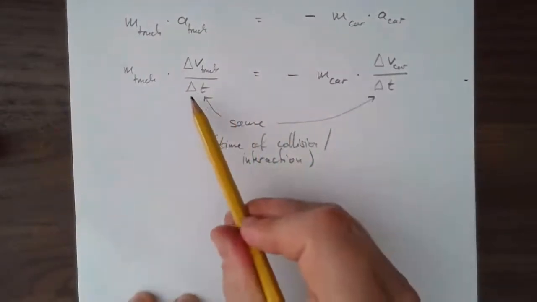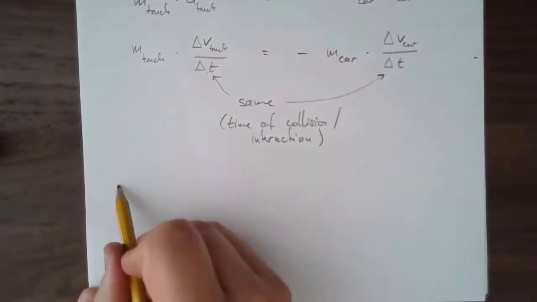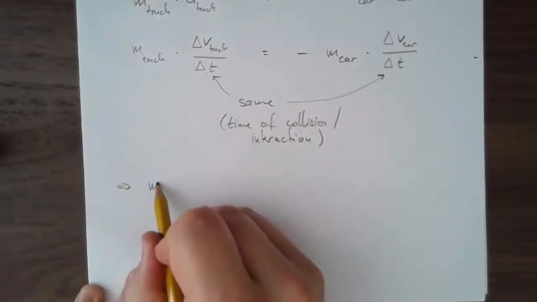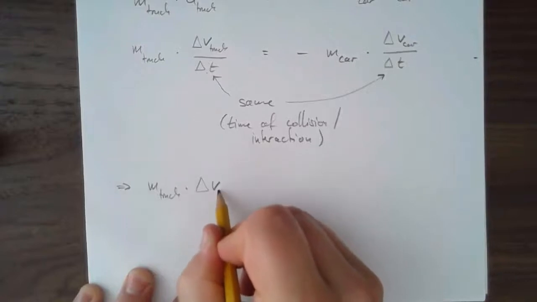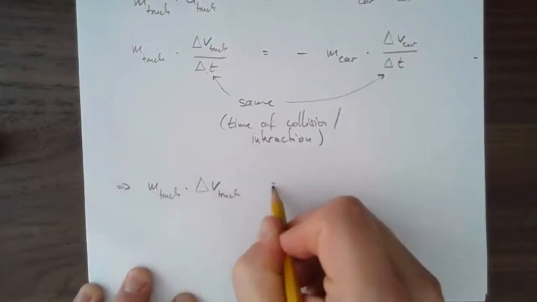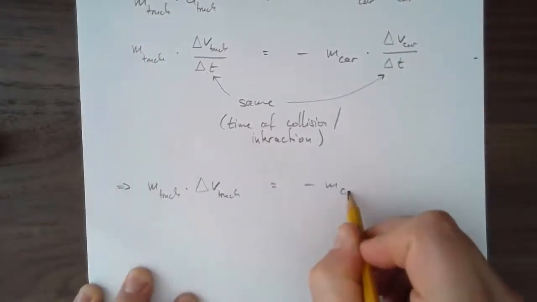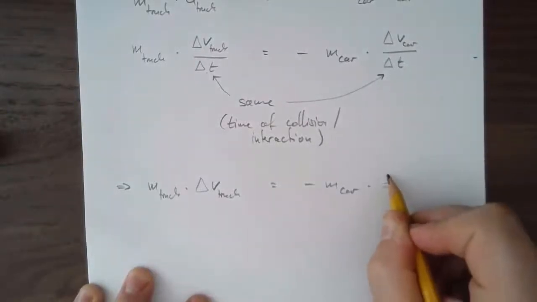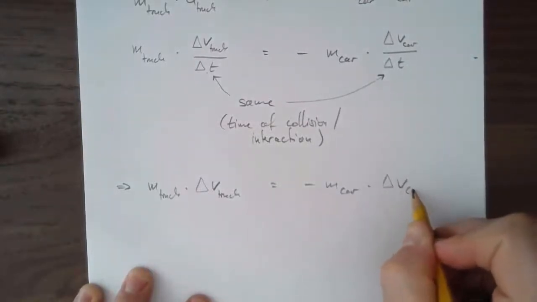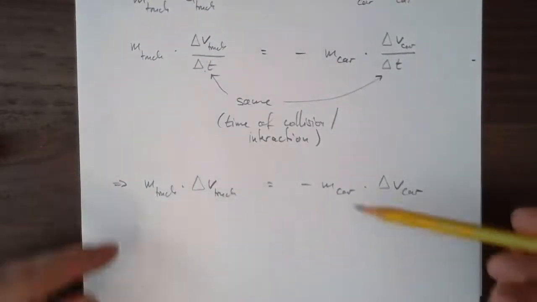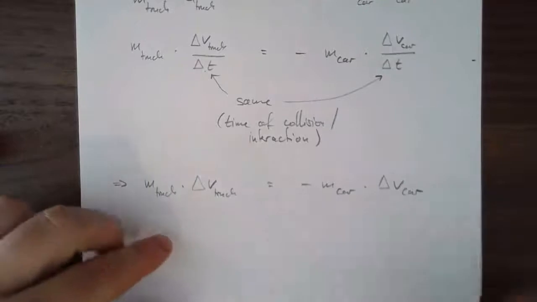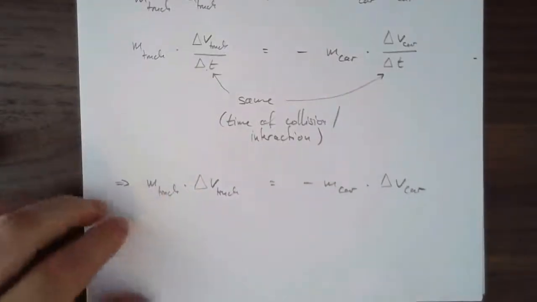Okay, so that means I can cancel it out, left and right, and I can write very straightforwardly that the mass of the truck times the change in velocity of the truck is equal to minus the mass of the car times the change in velocity of the car. Okay, let's leave it like this for now. I'm going to write something underneath here, so maybe leave a little space, but I'll come back to this.